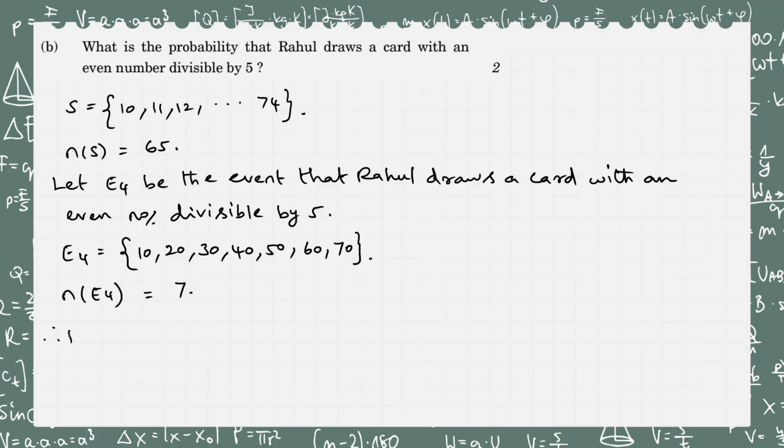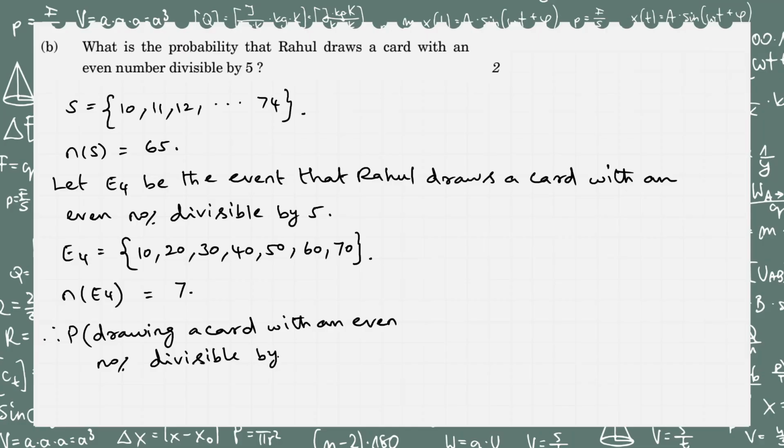Okay, therefore the probability of drawing a card with an even number divisible by 5 is equal to n of E4 divided by n of S, which is 7 divided by 65, and this also we can't simplify, so leave it this way. Okay, so that's the end of this case study. Let us move on to the next one.